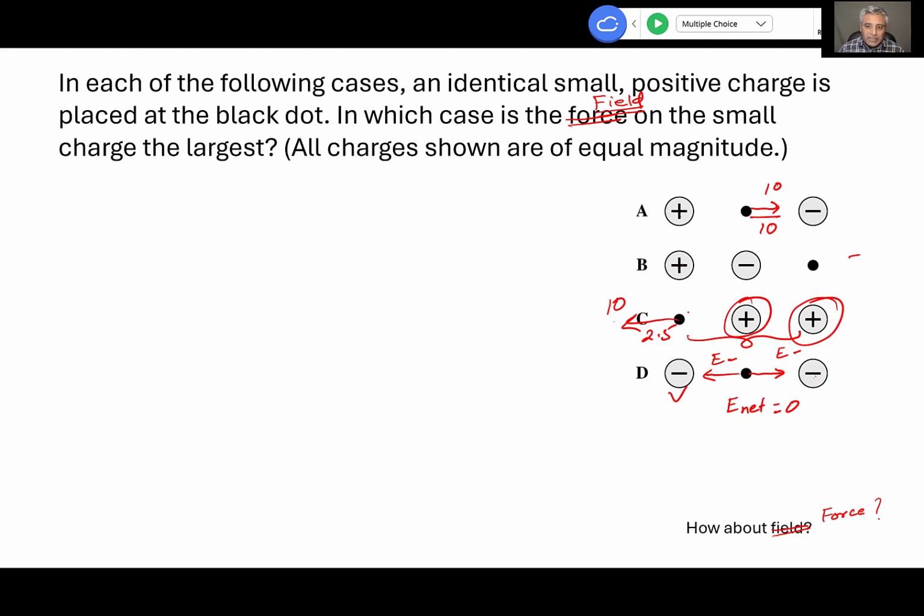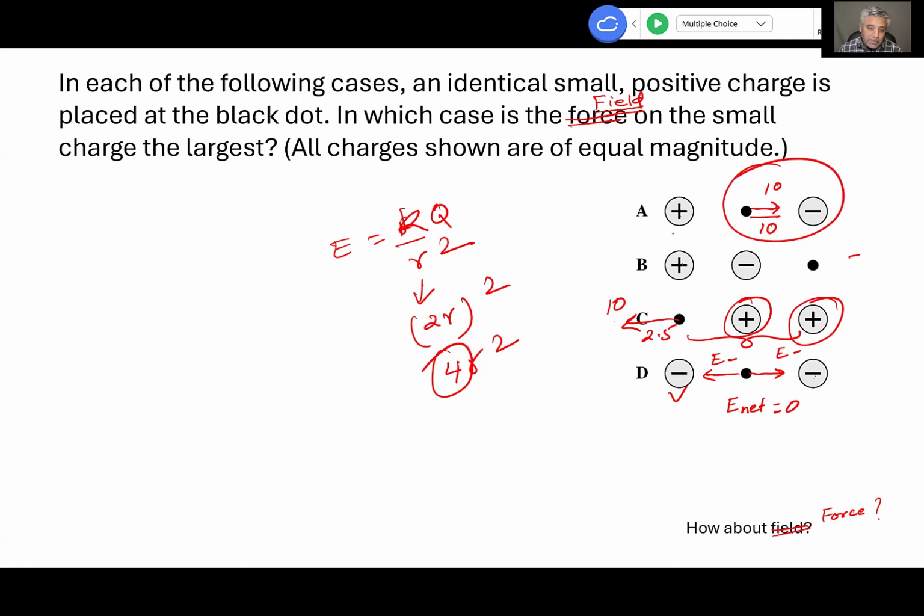Because distance double means field going to be just quarter. Because field depends on distance squared. I should write this. KQ over R squared. Okay. So double distance, and you square that, you have 4 times R squared. So that means 4 in denominator means it's only quarter. So that's why this is bigger than that one.